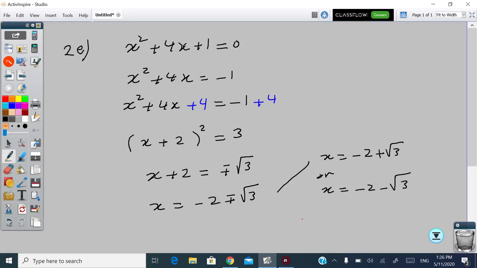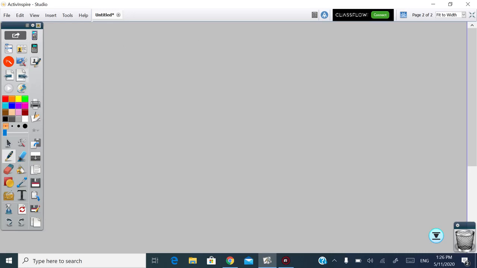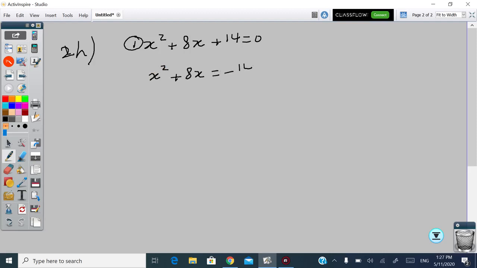Let's do 2h. It's x squared plus 8x plus 14 equals 0. Again, we check, we find that the coefficient of x squared is 1, so we can complete the square, no problem. So we send the constant to the right-hand side. It becomes x squared plus 8x equals -14.